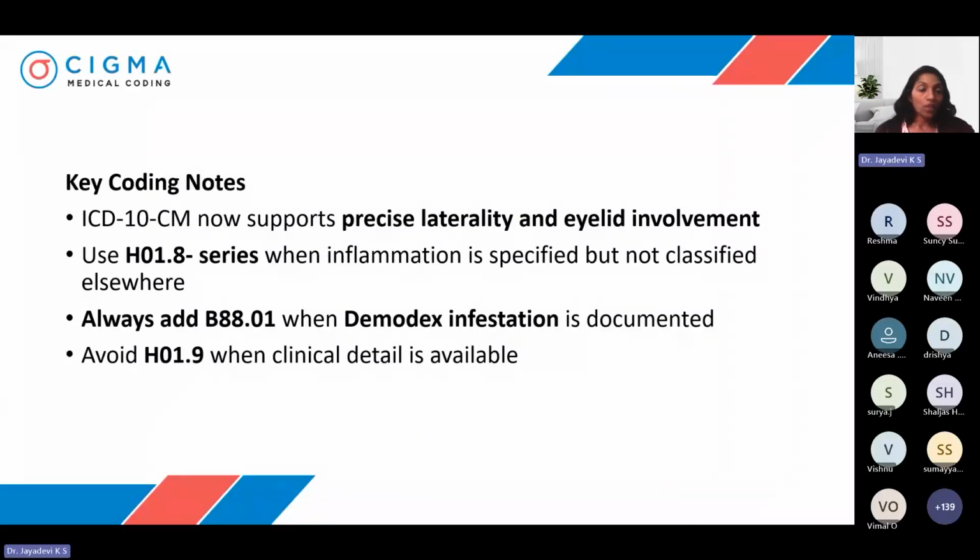Now, key coding notes. ICD-10-CM now supports precise laterality and eyelid involvement. Use the H01.8 series when inflammation is specified but not classified elsewhere. Always add B88.01 when Demodex infestation is documented, that we have discussed. If there is Demodex infestation documented, you have to code it separately. And avoid H01.9 when any clinical detail is available, just avoid it. If there is any detail, try never to use H01.9.